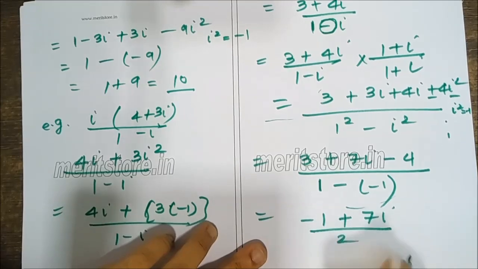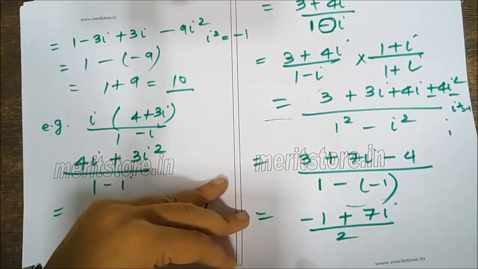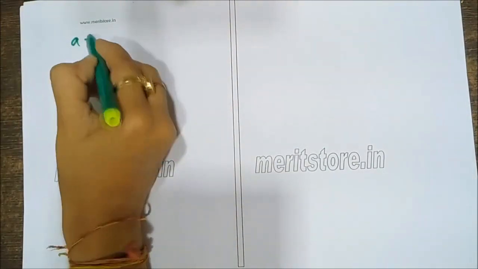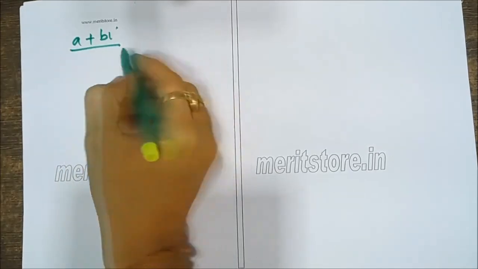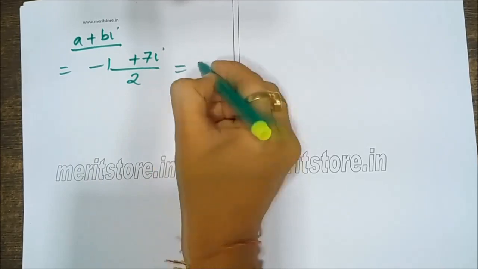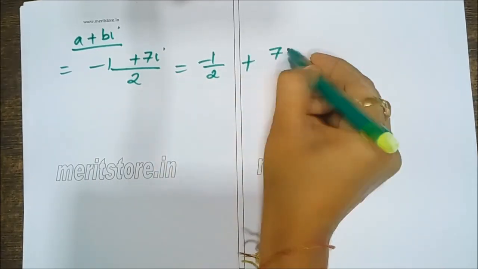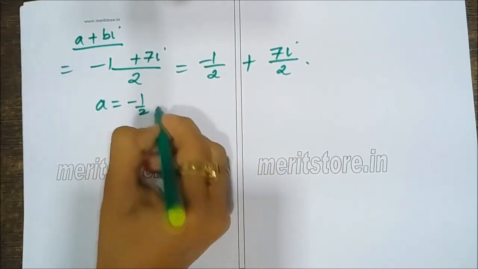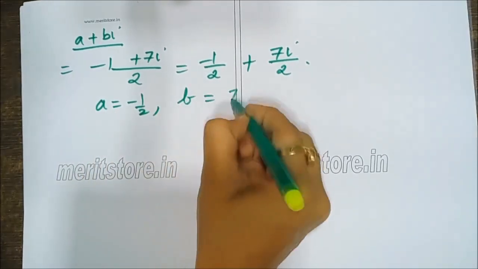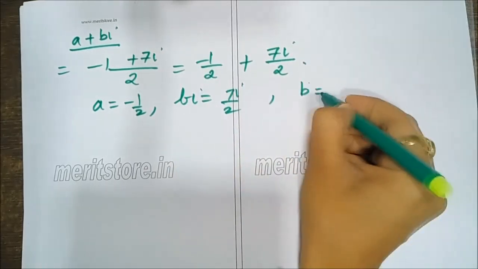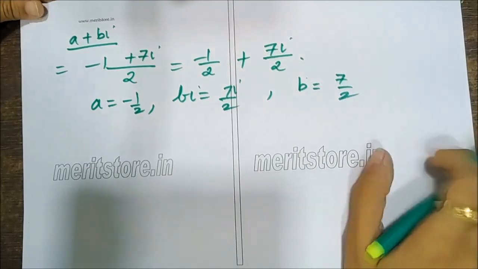So here you are getting minus 7 plus 7i upon 2. Now I have to write the real part and the imaginary part in the form of a plus bi. We will split the function as minus 1 upon 2 plus 7i upon 2. Here you get your a, here you get your b, bi. So here you get b as 7 upon 2.